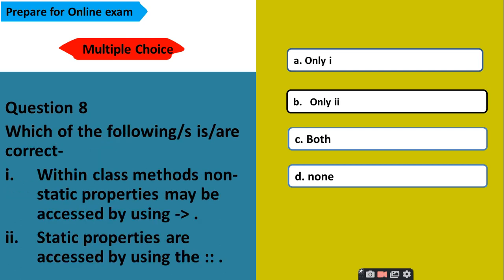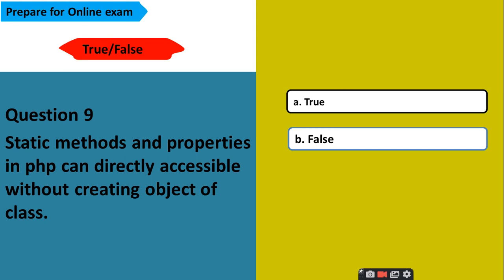Which of the following is or are correct? Within class methods, non-static properties may be accessed by using the arrow operator. Static properties are accessed by using the double colon. Okay, and both are correct. Static methods and properties in PHP can be directly accessed without creating an object of a class. Options are true or false. The correct answer is A, true.